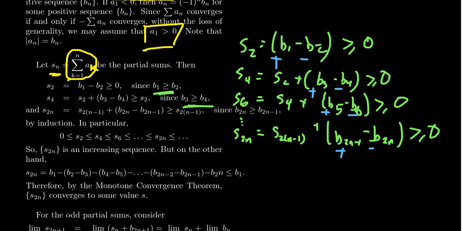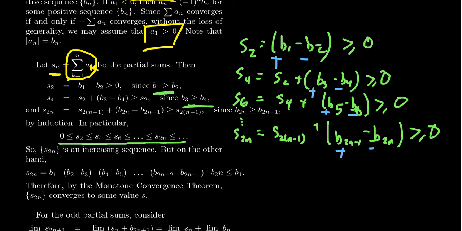And so what we see here is that S2n by induction will always be positive. It's always going to be positive. But we can actually say something a little bit better than that, right? We see that the sequence is, in fact, increasing.